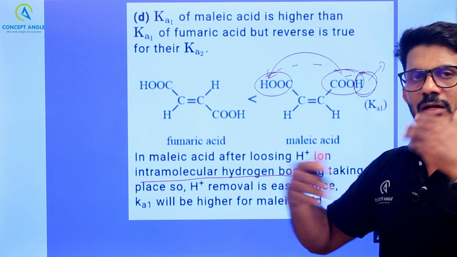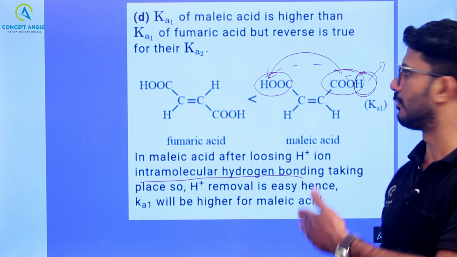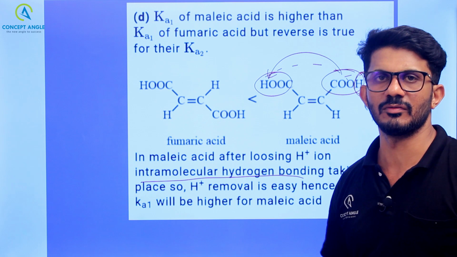So Ka1, when the H plus ion is removed easily, more H plus ions will be formed. And when more H plus ions are formed, Ka1 will increase. Just refer to the portion on the dissociation of weak acids and dissociation of weak bases.